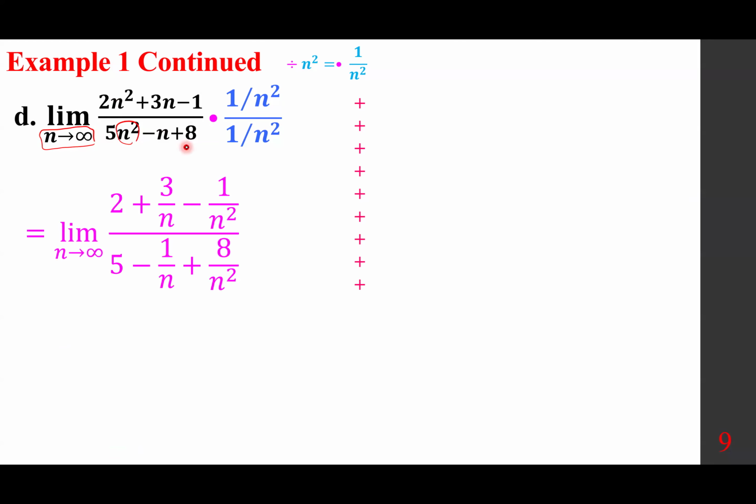And all of this, each one, this goes to 0, this goes to 0, this goes to 0, this goes to 0, because the denominator goes to infinity. So the answer is 2 over 5. And we're done. That's simple, everybody.